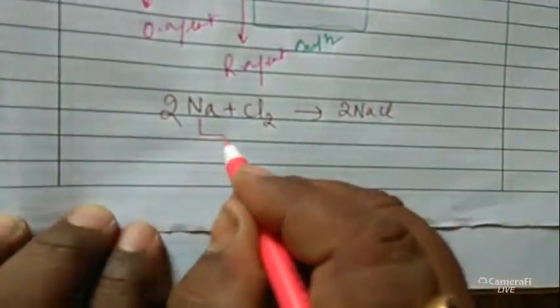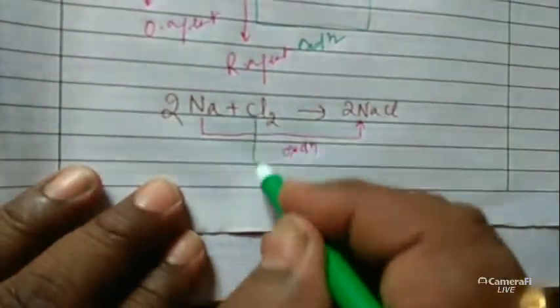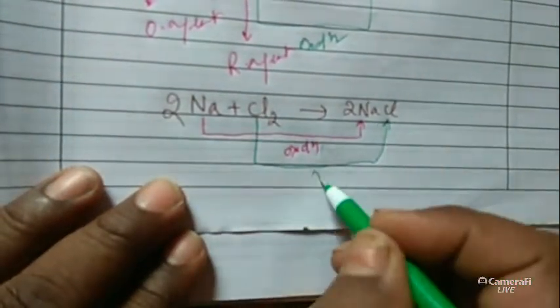See, according to the definition of oxidation, what have I told you? Oxidation also means loss of electrons. What we know, sodium has 11 electrons. That means it has one electron in the outermost shell. So what is happening? Sodium is getting oxidized. So oxidation has taken place in sodium and reduction has taken place in case of chlorine.